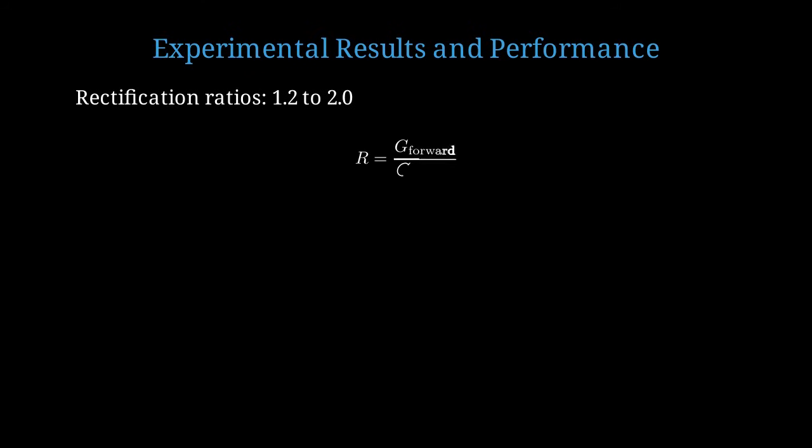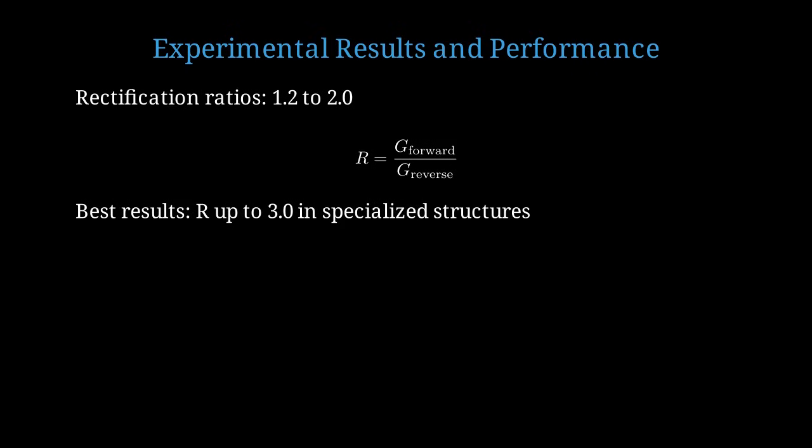What kind of performance have researchers actually achieved with thermal rectifiers? Most experimental demonstrations report rectification ratios between 1.2 and 2.0, meaning forward conductance is 20% to 100% higher than reverse. The rectification ratio R equals G forward divided by G reverse, where G is thermal conductance. The best reported results achieve rectification ratios up to 3.0 in specially engineered graphene silicon multilayers.